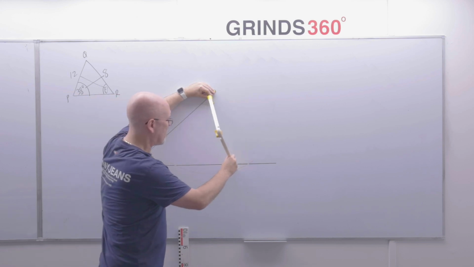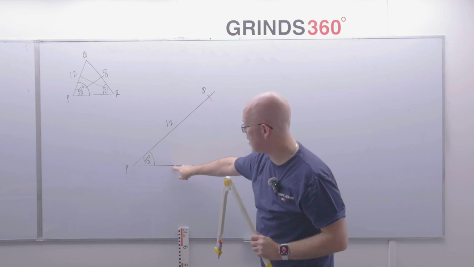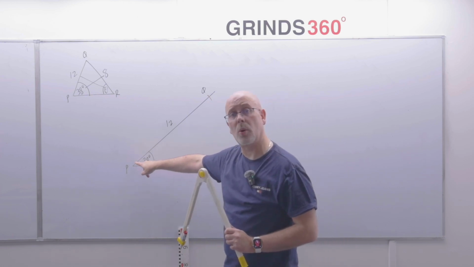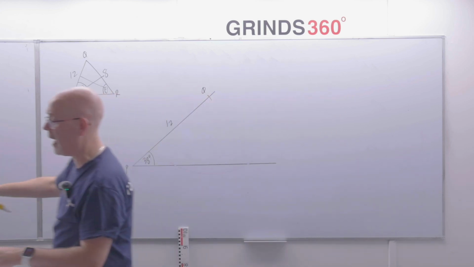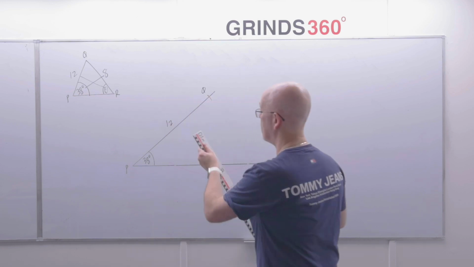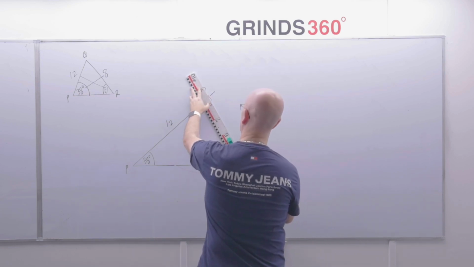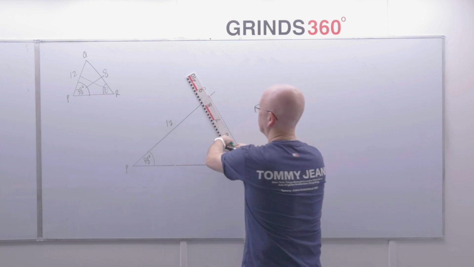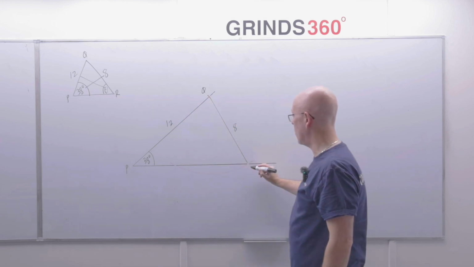You can see if I sweep it around like that, the compass hits the base in 2 different locations. Because that angle is so narrow, when I sweep it around, I can hit the base of the triangle in 2 different places. So there are 2 different places I could put the point R. If I join these together, that side is 8. So that fits the description given in the question. So there's a location for R.